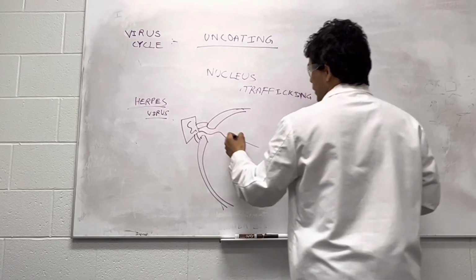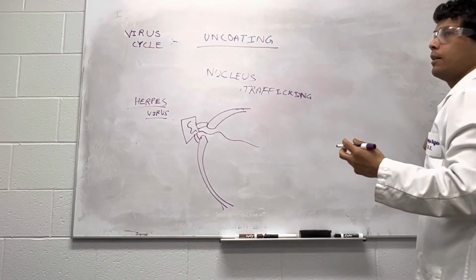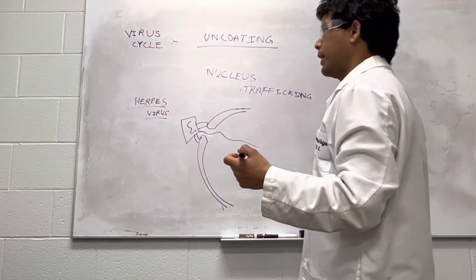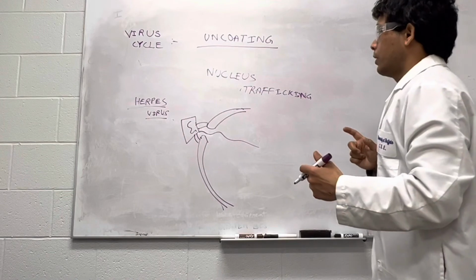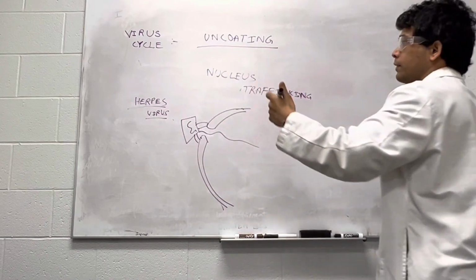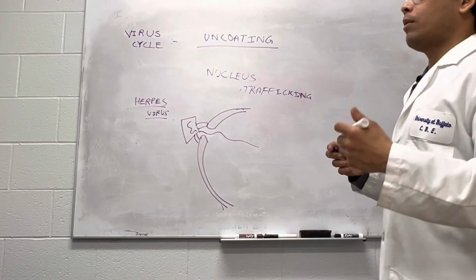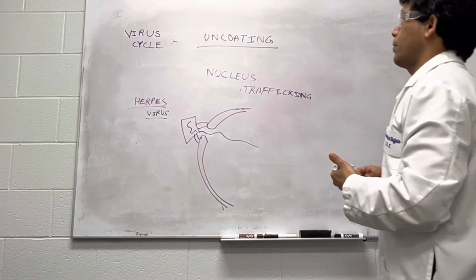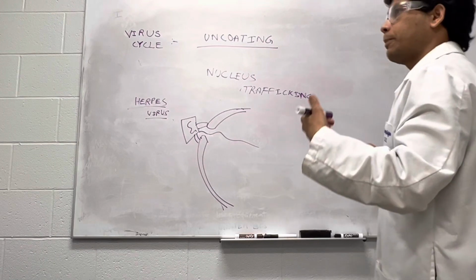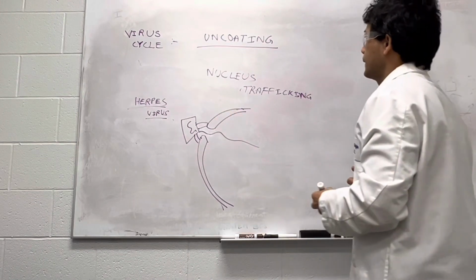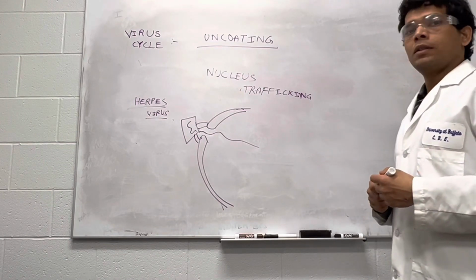The genetic material will pass into the nucleus once the capsid docks with the nucleus pore. This is how uncoating of the genetic material occurs, and now the genetic material is exposed to the cell machinery for expression and replication. So this is all for this video. Thank you.